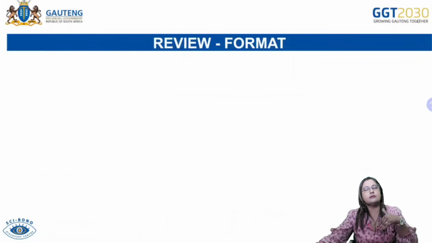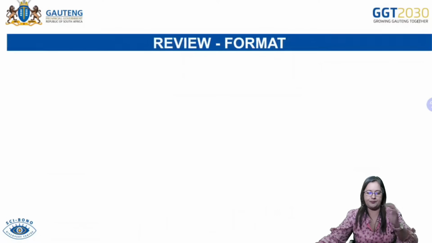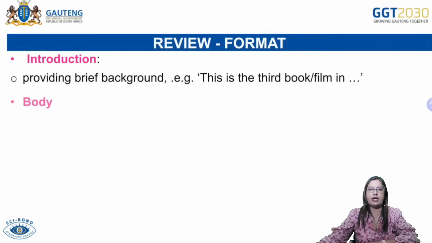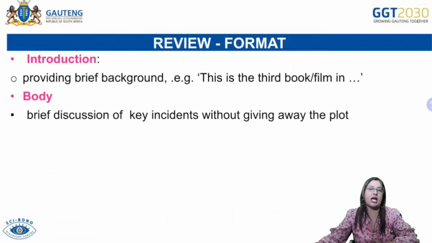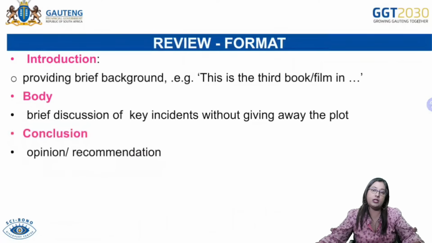So please, again, take note of the requirements of the email and make sure that the content that you've spoken about is very clear. Right, the review format, which we spoke about previously. Remember, provide the brief background. All right, the body again needs to have a brief discussion of the key incidents without giving away the plot. And then the conclusion, recall, is when you give an opinion or a recommendation to read this or that.